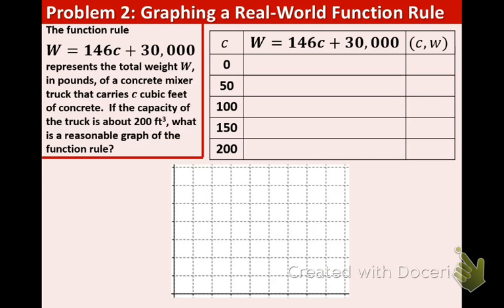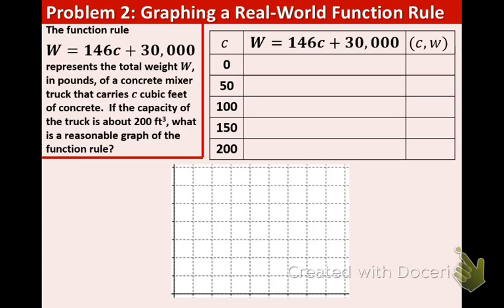Example 2 is a real-life situation. The function rule W equals 146C plus 30,000 represents the total weight W in pounds of a concrete mixer truck that carries C cubic feet of concrete. If the capacity of the truck is about 200 feet cubed, what is a reasonable graph of the function rule?